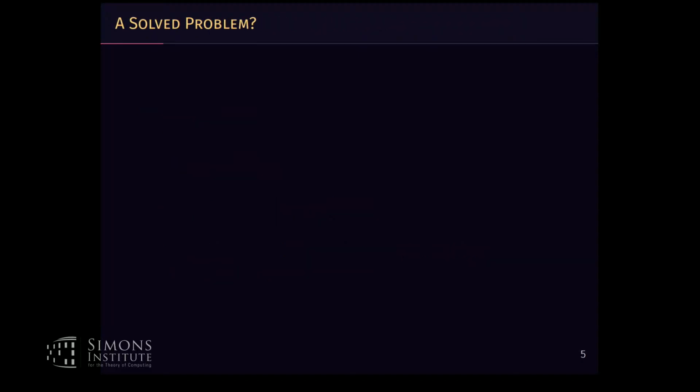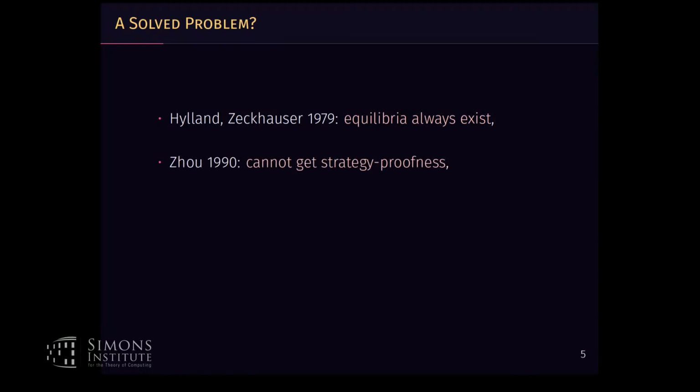Okay, and based on this, you might say that this particular setting of a matching market is kind of a solved problem. In particular, Hylland-Zeckhauser actually showed that these equilibria always exist. And moreover, the only flaw of this is that it's not perfectly strategy proof, but actually it's known that you cannot get envy-freeness, Pareto optimality, and strategy proofness at the same time. So you might consider this kind of a best possible result.